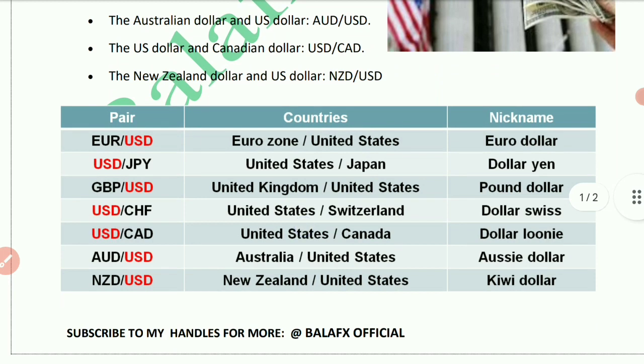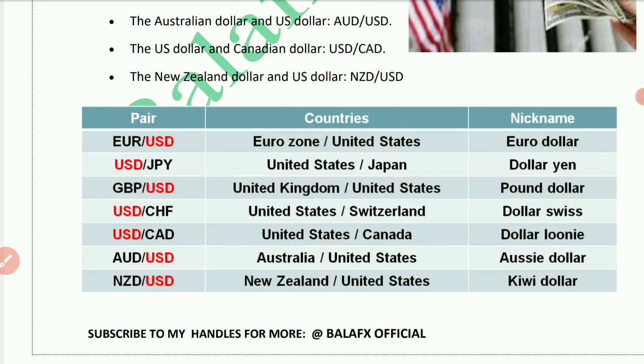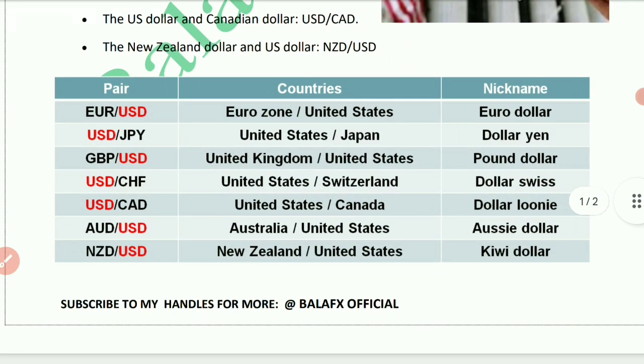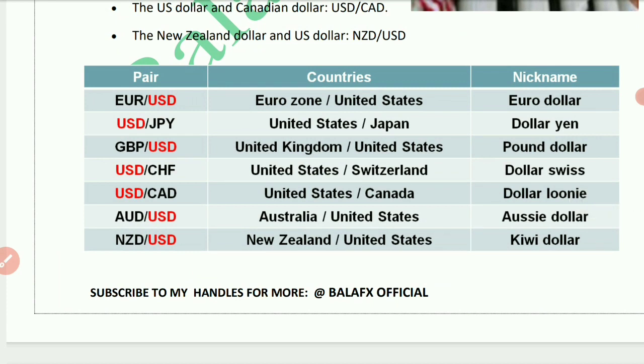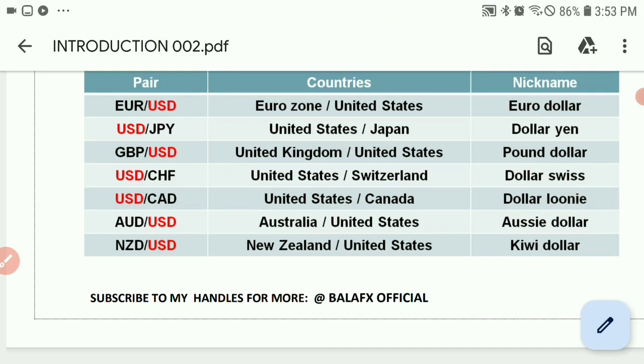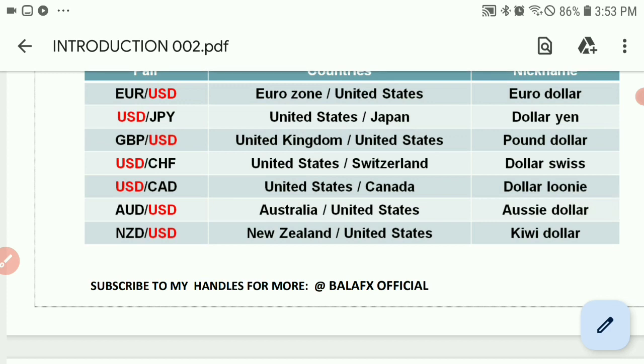So look at how they are in pairs. We cannot trade only one currency in the forex market, unless we trade it with another. That is why forex is traded in pairs. So these are the pairs, and this is the country. These are the nicknames. Like if I say I want to buy euro, euro is with the dollar. I would say Euro USD, that is euro United States, nickname euro dollar. USD JPY, United States dollar yen, but I want to buy dollar yen.